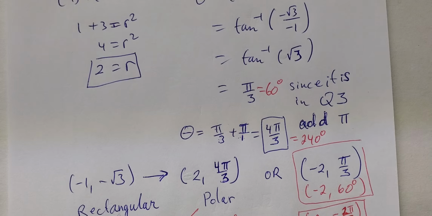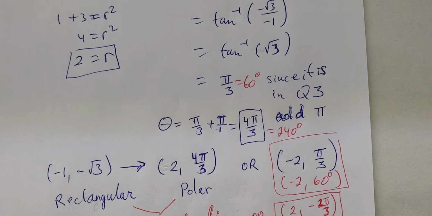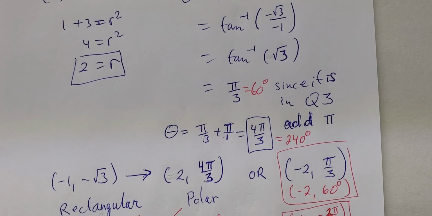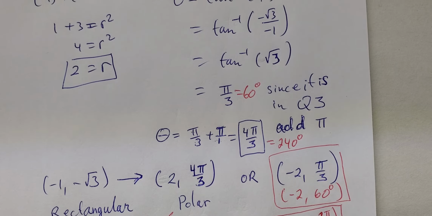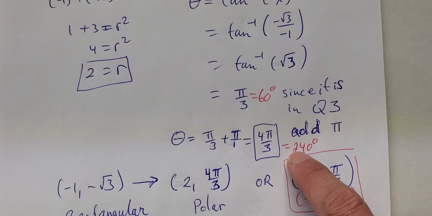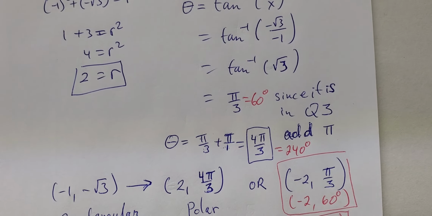Okay, and then again, radians is difficult to visualize, so you can change that into degrees if you want. Okay, so be very careful of that. Okay. And then that comes out to be 240 degrees. Okay.